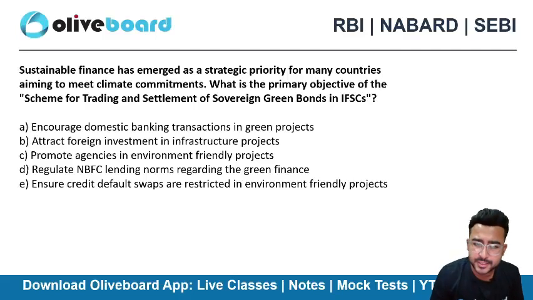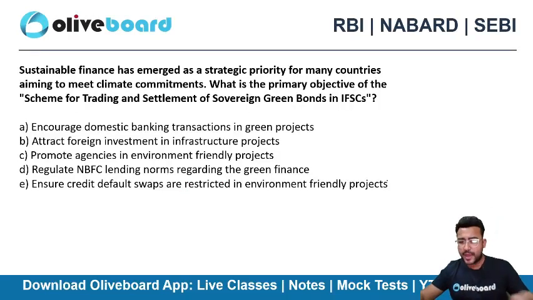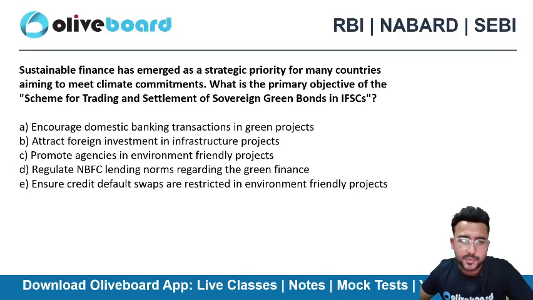Option A, encourage the domestic banking transaction in the green projects. Option B, attract foreign investment in the infrastructure projects. Option C, to promote agencies in environmental friendly projects. Option D, to regulate the NBFC lending norms regarding the green finance. And option E, ensure credit default swaps are restricted in the environment friendly projects. What should be the correct choice here?